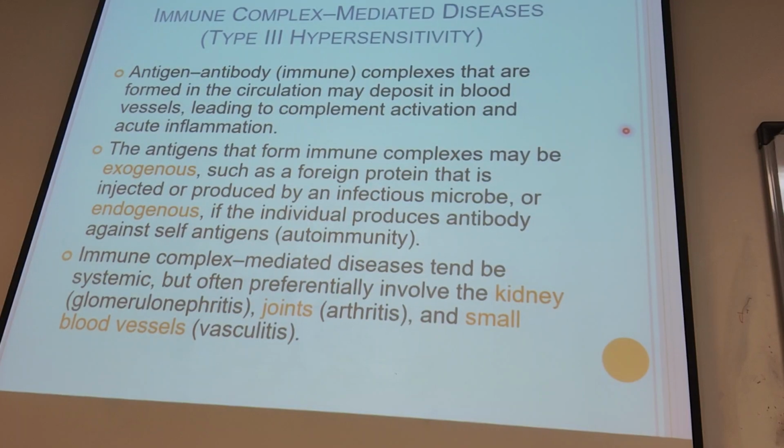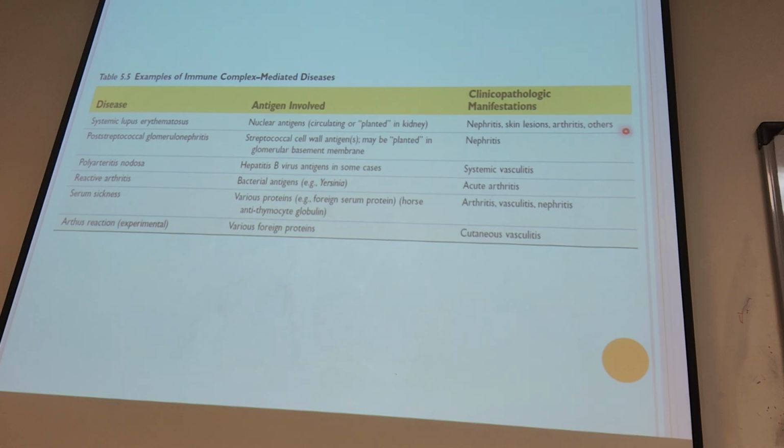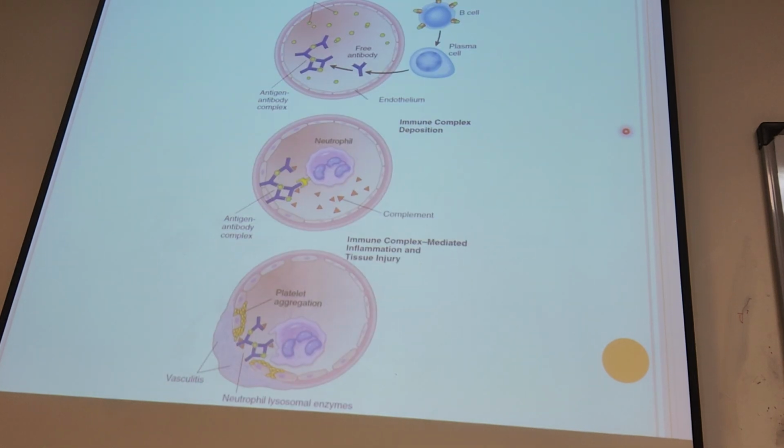Okay. So in type 3, we have the immune complex mediated diseases. And we have different types of these diseases. For example, one of the important ones is systemic lupus erythematosus. We also have PSGN, PAN, and reactive arthritis. We have serum sickness and Arthus reaction, which I want to talk about. And next session we will talk about lupus. Lupus is mainly caused by type 3, but also by type 2 sometimes.